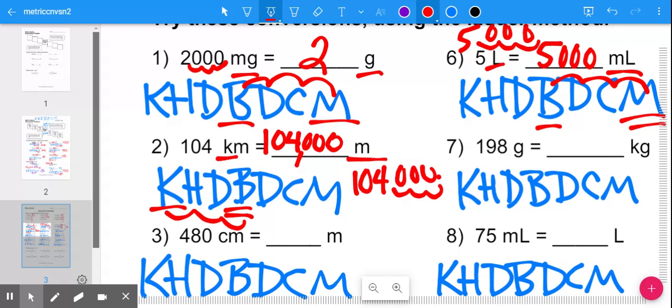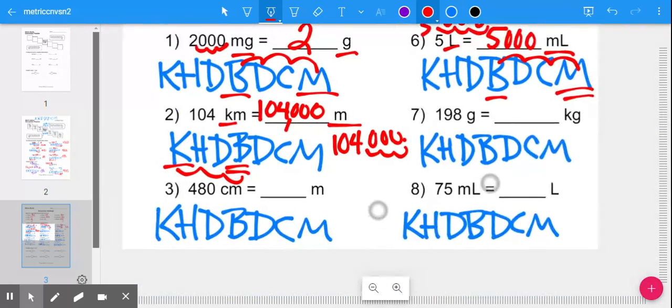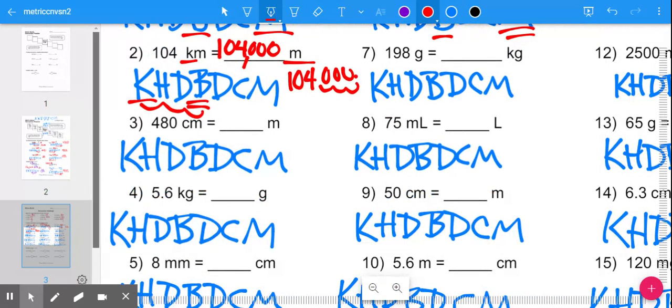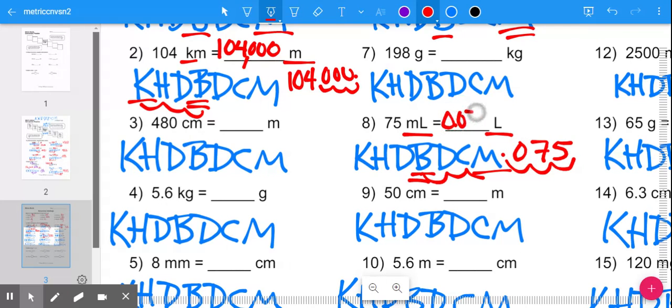Okay, so I actually want to skip a little bit further down and let you guys complete some of these on your own. So I'm going to jump down to number 8. Looking at number 8, we're going from milliliters to liters, which is a base unit. So we're going to go 1, 2, 3 times to the left. So this 75 becomes... fill in your gap with a 0, and we have 0.075 liters. So be careful when you end up with these gaps. Make sure you're filling in the zeros.